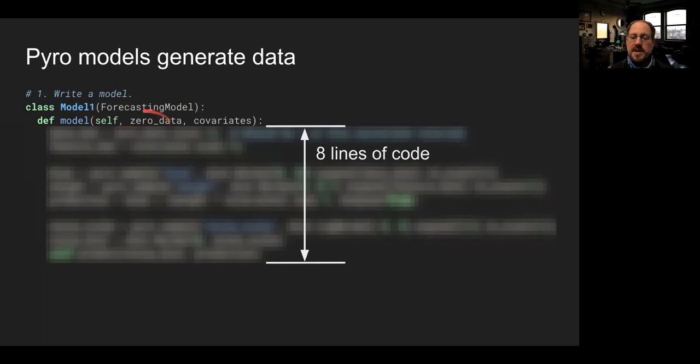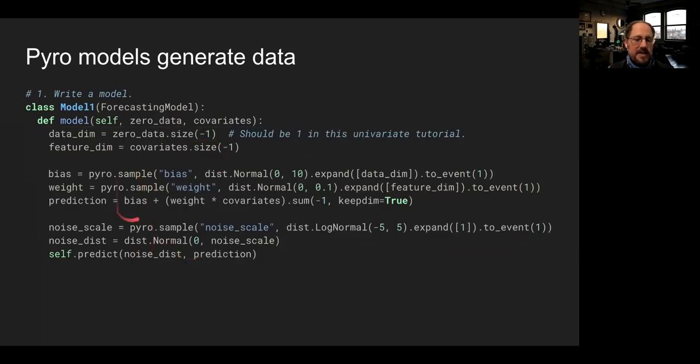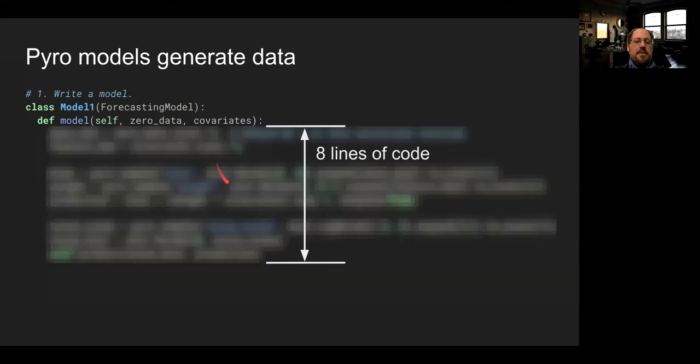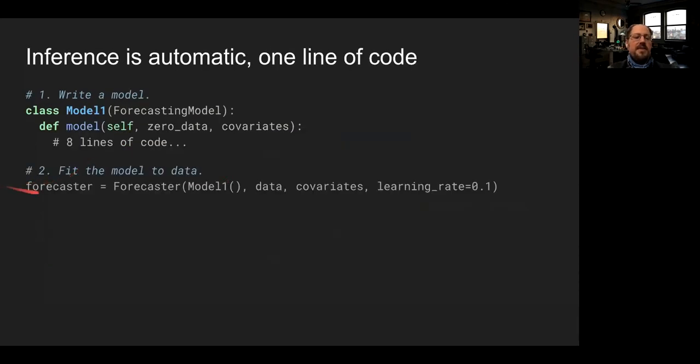Here it inputs some covariates. Once you've written a model, and this model does involve just Pyro sample statements and Pyro param statements, you can then fit it with one line of code. We just have what's called a forecaster, and you give it your model, your actual data, the things you want to predict, some actual covariates, and then some learning parameters.